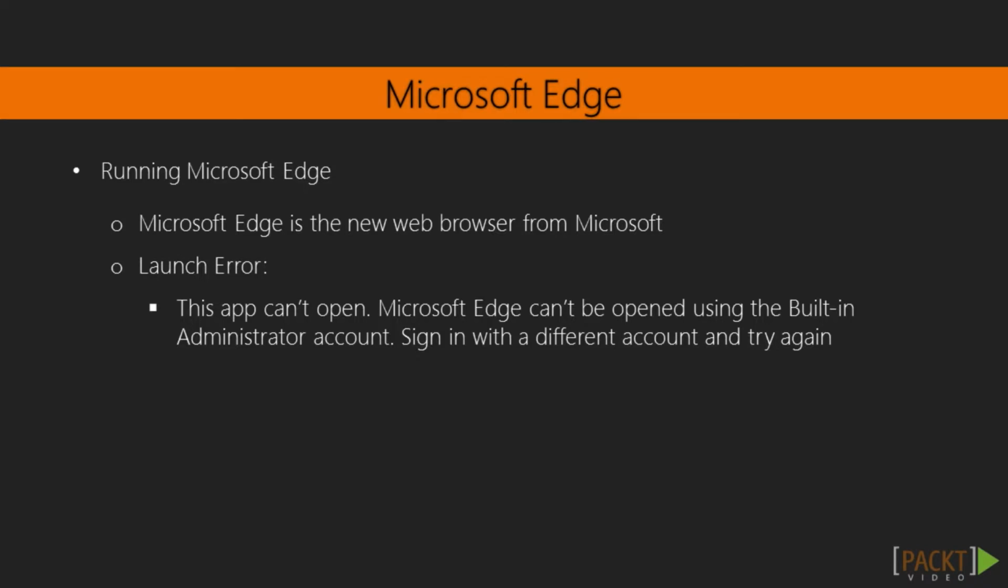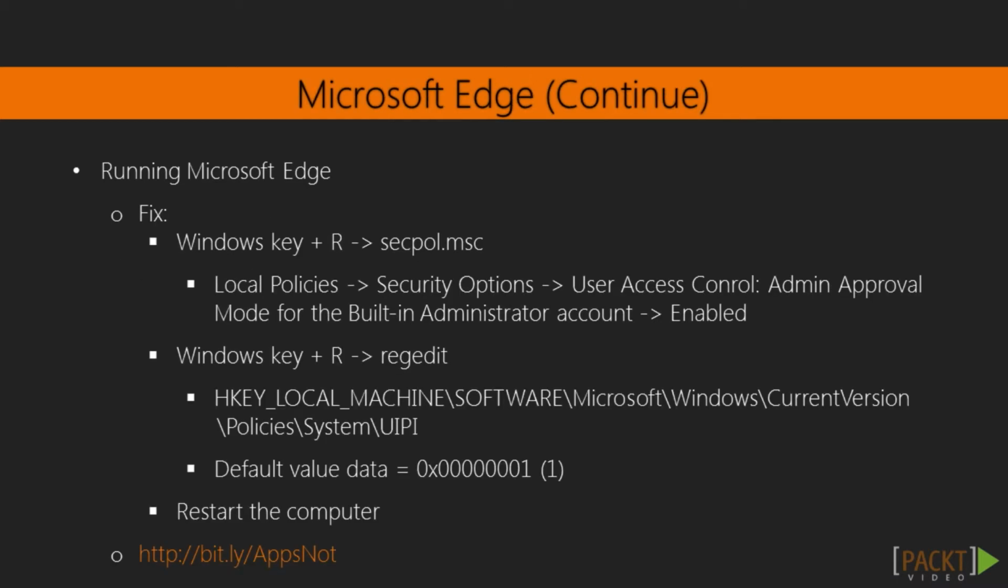Before we move on, I wanted to cover a valuable tip that you're going to need as you move forward. Microsoft Edge is the new web browser from Microsoft. When you try to launch it, you might get an error saying this app can't open. Microsoft Edge can't be opened using the built-in administrator account. There is a way to make it work, and the fix is outlined here. Simply enable admin approval mode for the built-in administrator account in User Account Control, set a registry editor value, and restart the computer. It will work from that point forward.